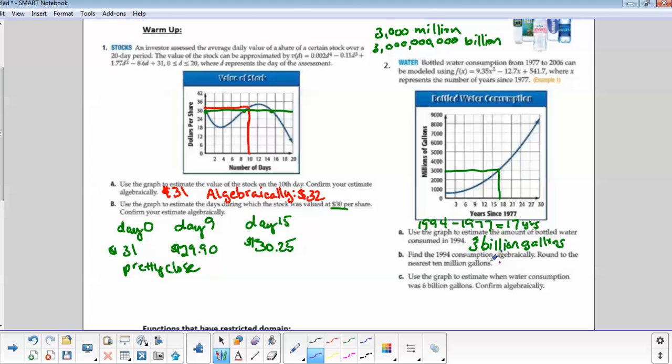Let's see, where's my pen? Okay. So 3,030 million gallons.